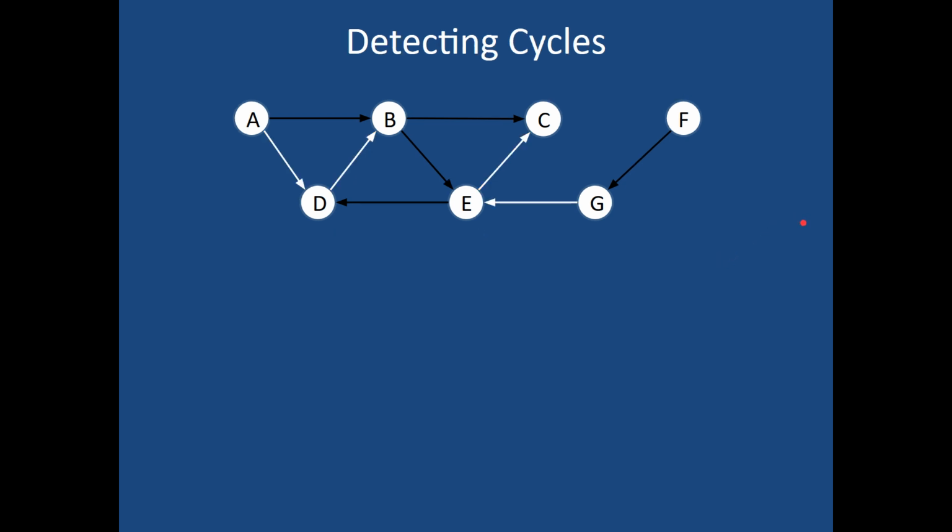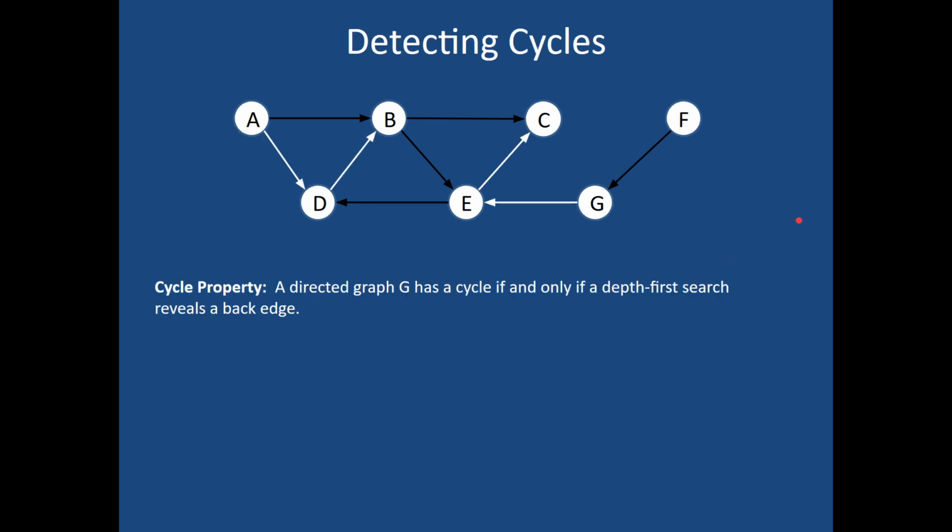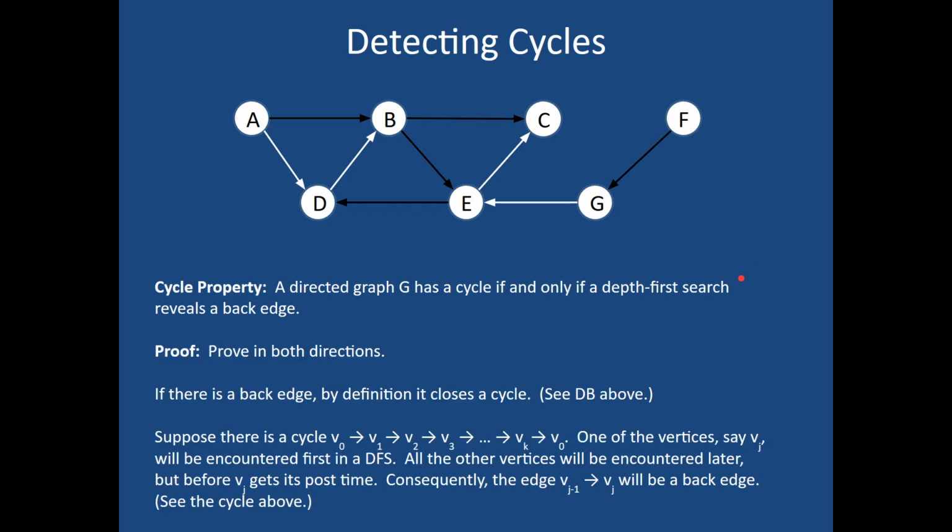And this just talks about that. So this is what we just talked about. A directed graph G has a cycle if and only if a depth first search reveals a back edge. And this proof here is another way of saying the same thing. I'm not going to dwell on it.